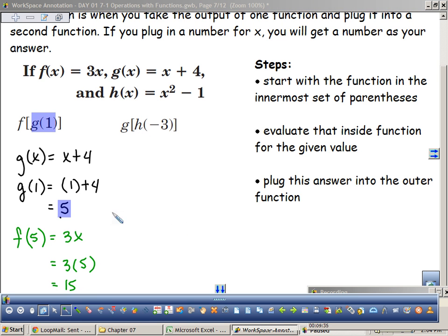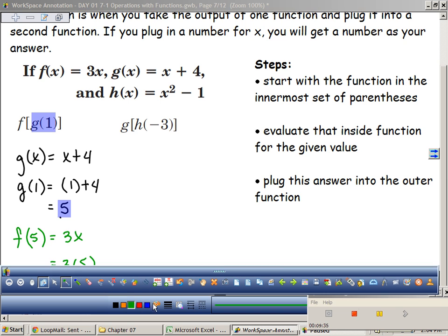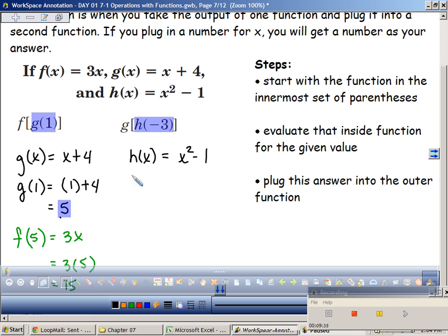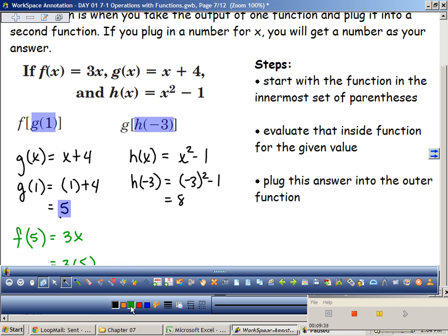All right, I'm going to do one more. So I'm going to start with the inside of my function. I'm going to begin with h of x is x squared minus 1. So h of negative 3 is negative 3 squared minus 1, which is 8.